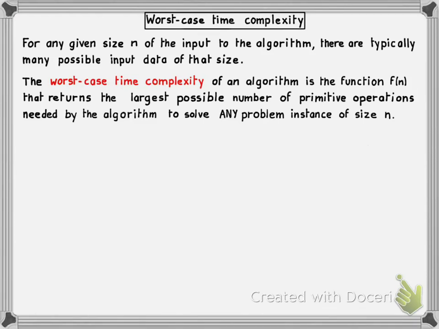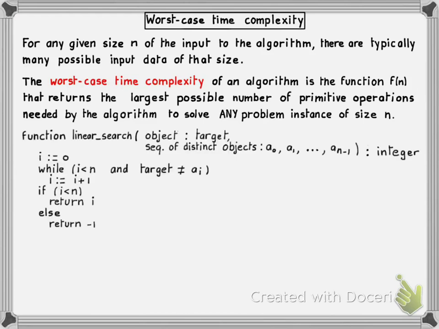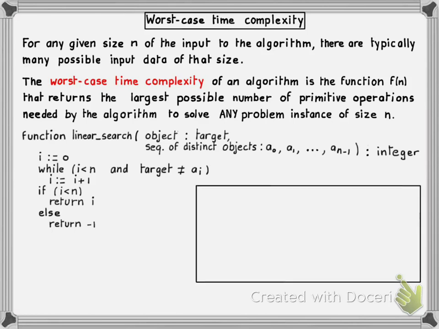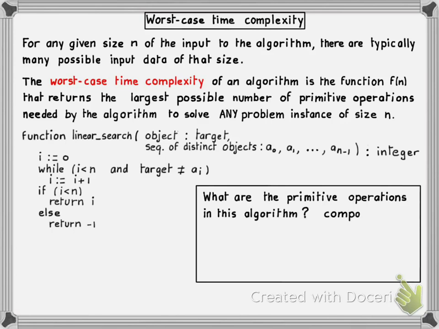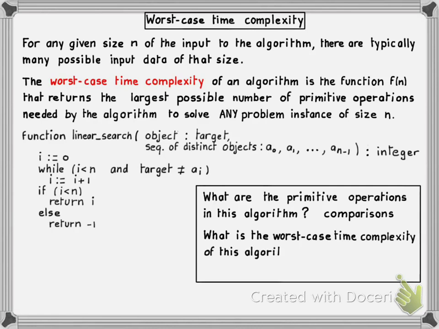Let's go ahead and perform the worst case time complexity analysis of the linear search algorithm, which I reproduce here again. As always, the first step in a time complexity analysis is to choose the type of the primitive operations you're going to count. Let's just stick with the comparisons as our basic or primitive operations. Now the interesting question becomes, what is the worst case time complexity of this algorithm? In other words, in the worst case, given a size n of the input, how many comparisons does the algorithm perform?